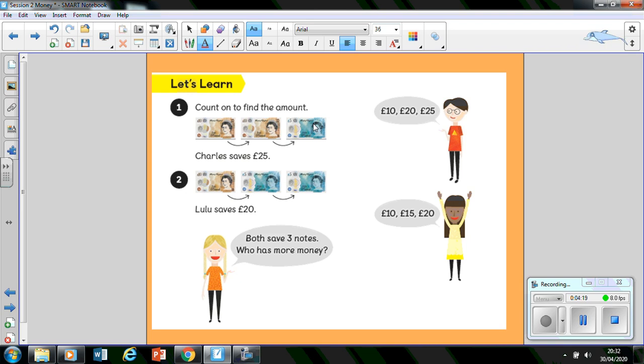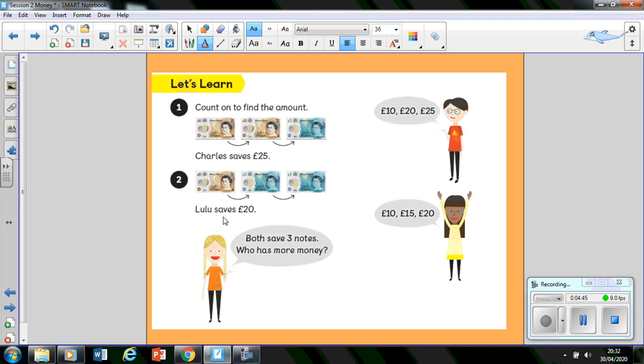So in this case, in Charles's case, the notes which have the biggest value are the 10s notes. And then there's the 5s. So I'm going to group them together. I'm going to count on. So I've got 10, 20, and then I'm going to add a 5, which makes 25. So Charles saves 25.